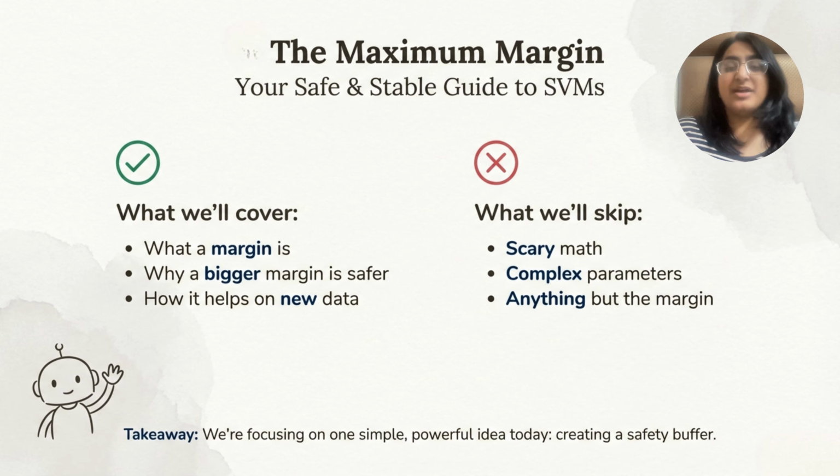Now today we will answer one question. Why does SVM want this line with maximum margin? Because real data is not perfect. Small changes happen every day. Margin helps the boundary stay more reliable.